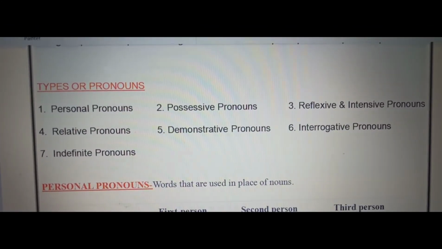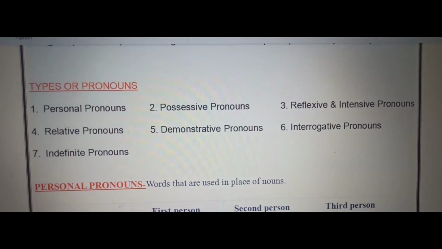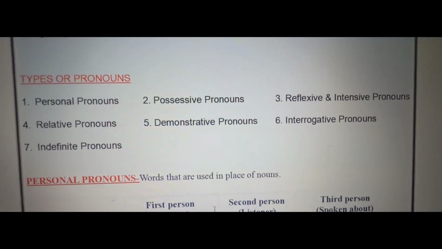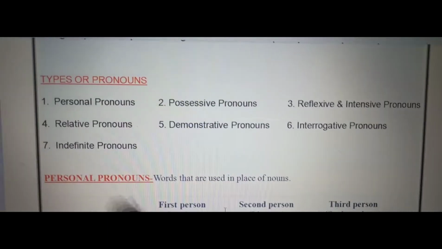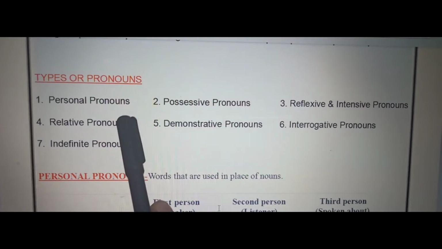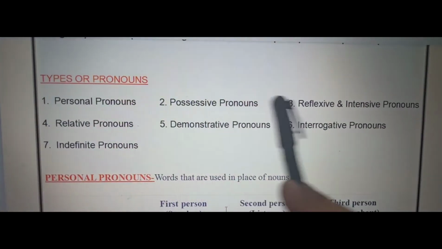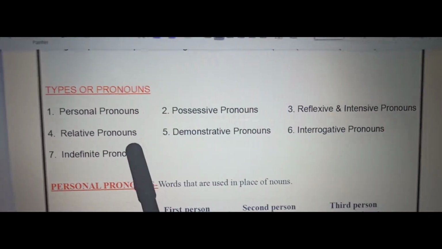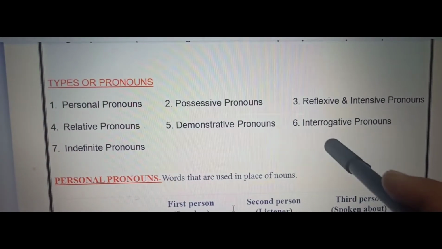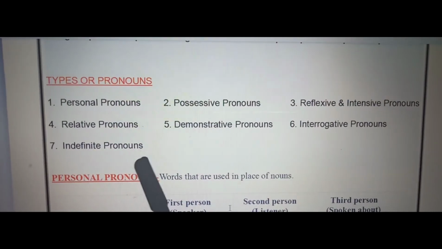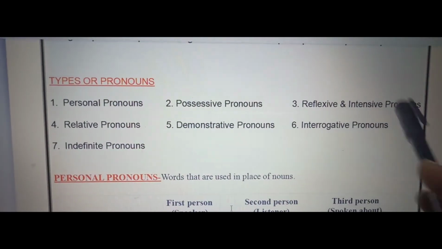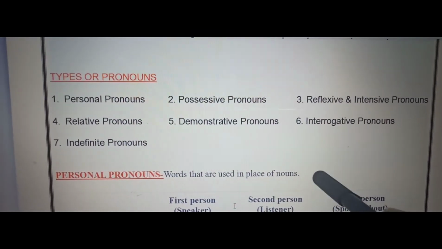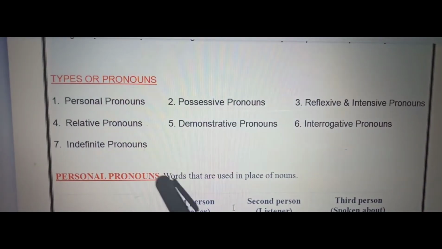Now, how many types of pronouns are there? Right now we have 7 types of pronouns which we are going to study in this chapter. The first one is personal pronouns, then possessive pronouns, then reflexive and intensive pronouns, relative pronouns, demonstrative pronouns, interrogative pronouns, and indefinite pronouns. So let's begin with the first type, which is personal pronouns.